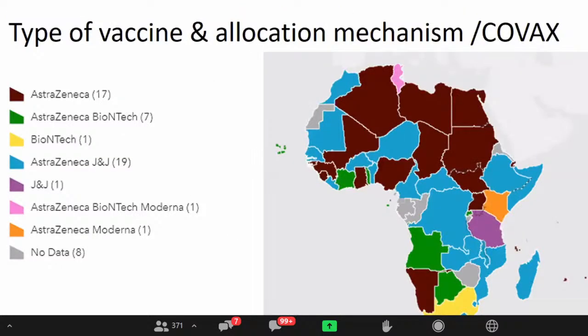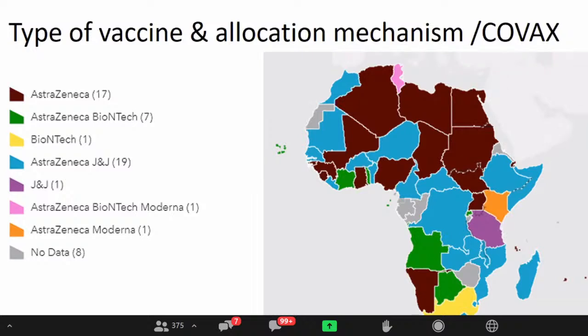And then type of vaccine acquired, how. If you're aware or not aware, there are 3 mechanisms through which vaccines are coming into the continent. There's the COVAX mechanism, there is the bilateral agreements, and then there is the AVAT mechanism.